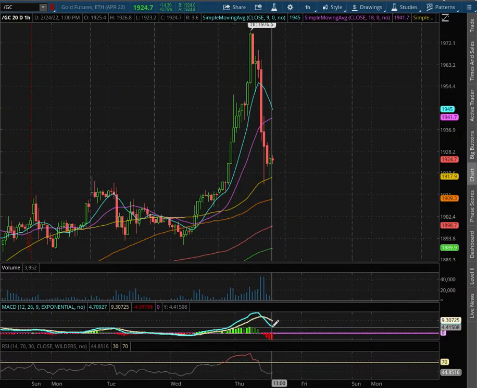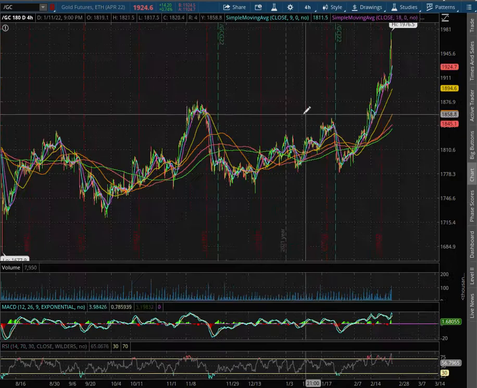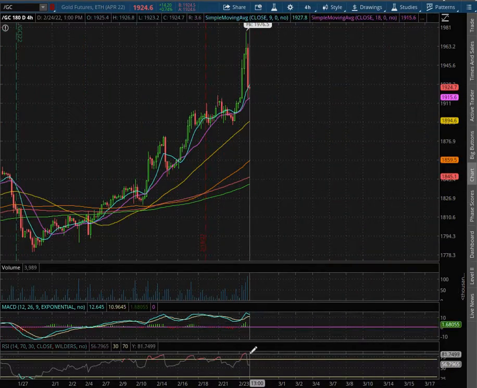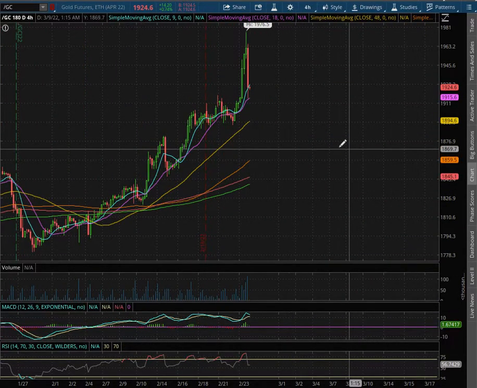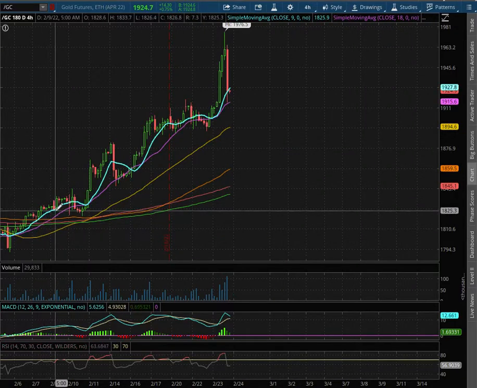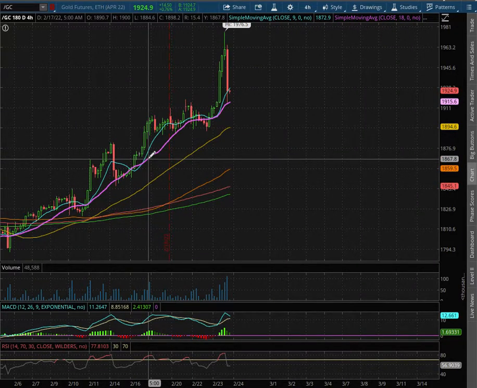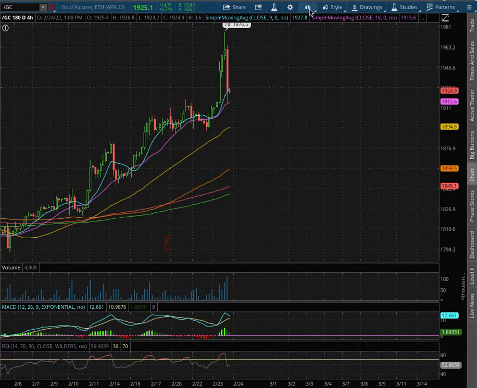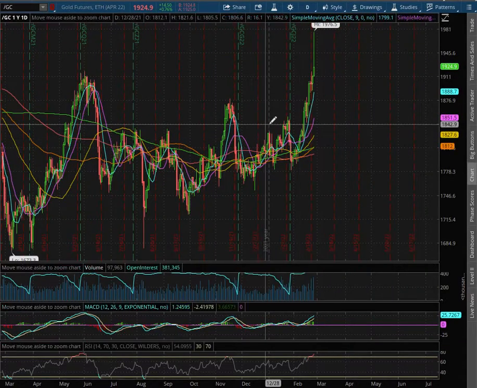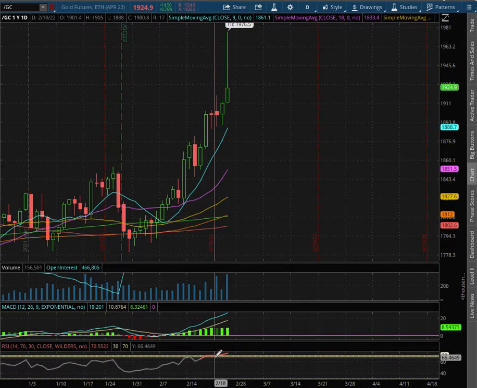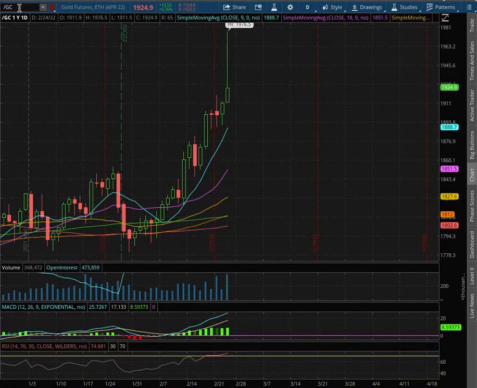We remain in positive MACD. We're off of overbought levels with the RSI. With the 4 hour chart, we remain in positive MACD, off of overbought condition with the RSI. We're still resting right along the 18 moving average, this purple line at a price of $1,915.60. As with the daily chart, we remain in positive MACD and at overbought condition with the RSI.